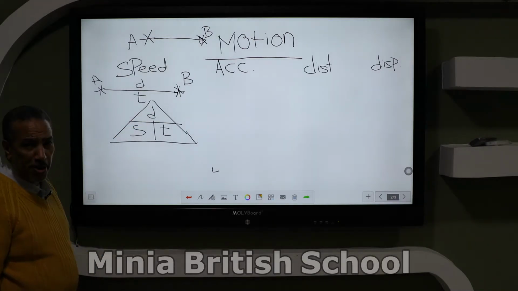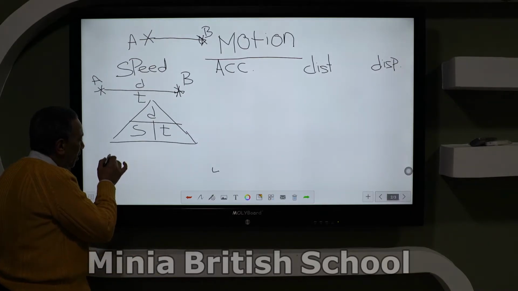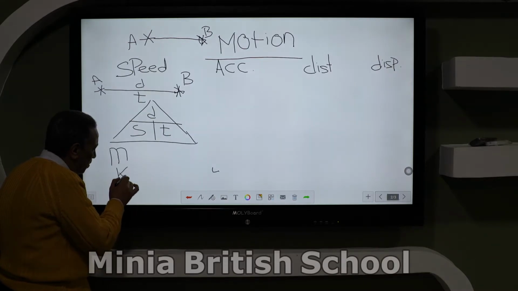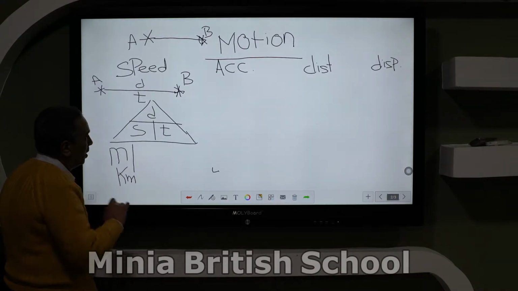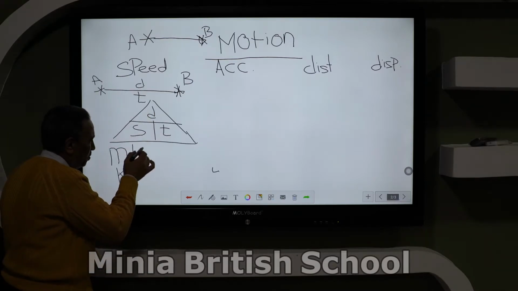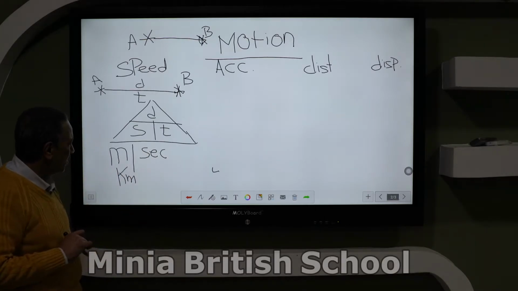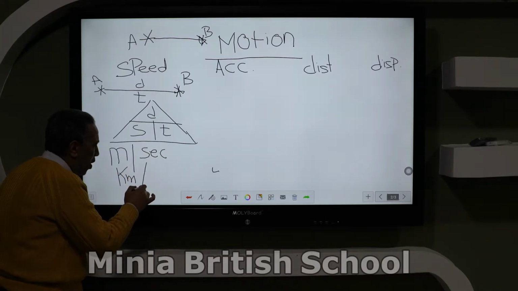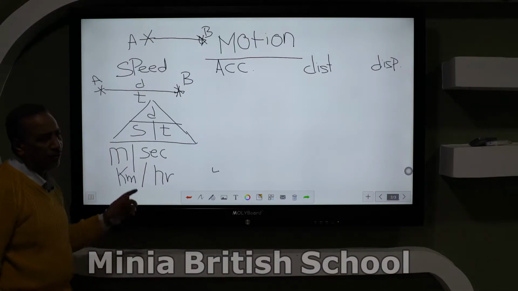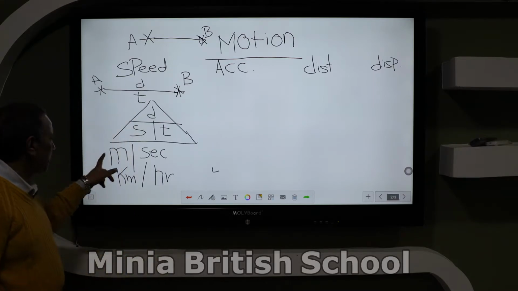What are the units for measuring the speed? The unit is, number one, the unit of distance, which is the meter or the kilometer, over the unit of time. If the distance is in meters, the time will be the second, and if it is in kilometers, the time will be the hour. That means I have two units for measuring the speed: meter per second or kilometer per hour.